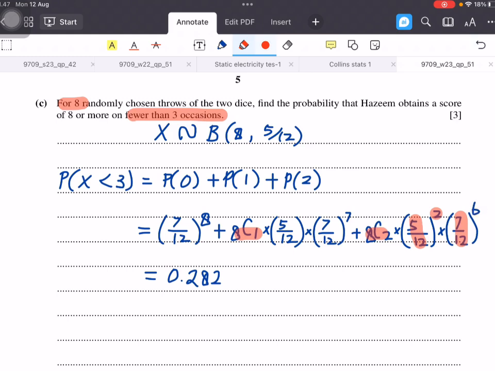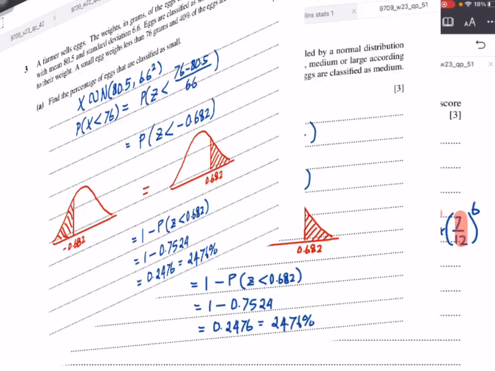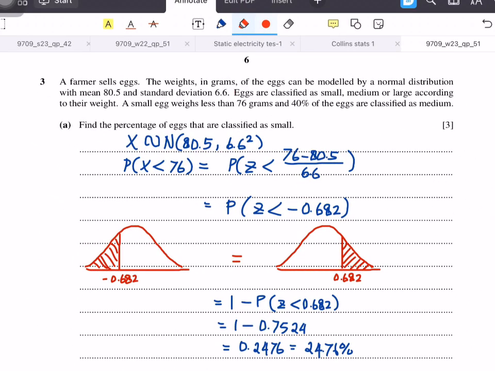And then we total it, the answer will be 0.282. Question 3. A farmer sells eggs.